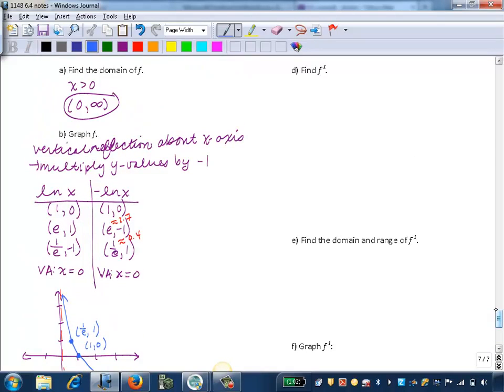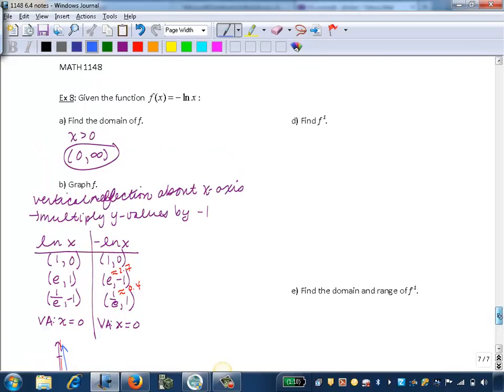Now, part D, we want to find the inverse of f. We want to find f inverse. So we'll first write our original function in a y equals form, so y equals negative natural log of x. We switch those x and y values to get our inverse, so we'll have x equals negative natural log of y.